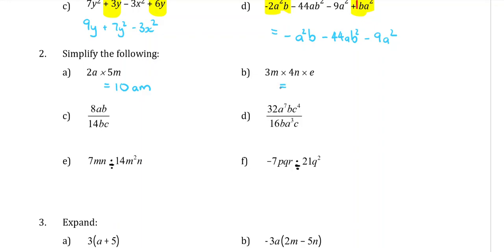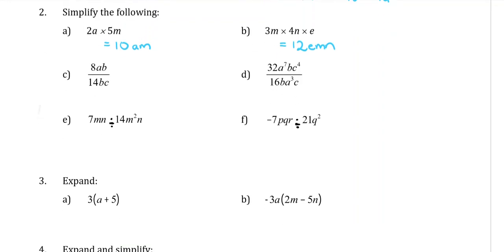It works for 3 terms as well. We multiply all the numbers at the front, so 3 times 4 makes 12, and then we collect up all the letters, usually in alphabetical order, so e and then mn would be alphabetical order.